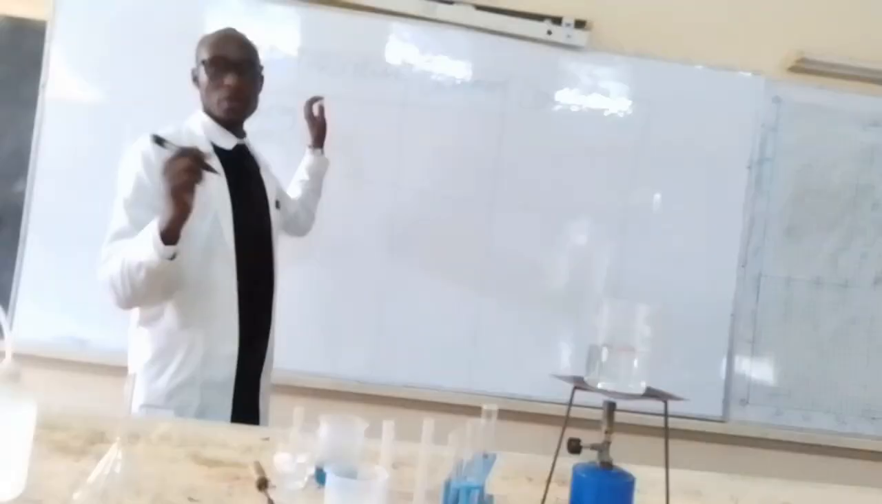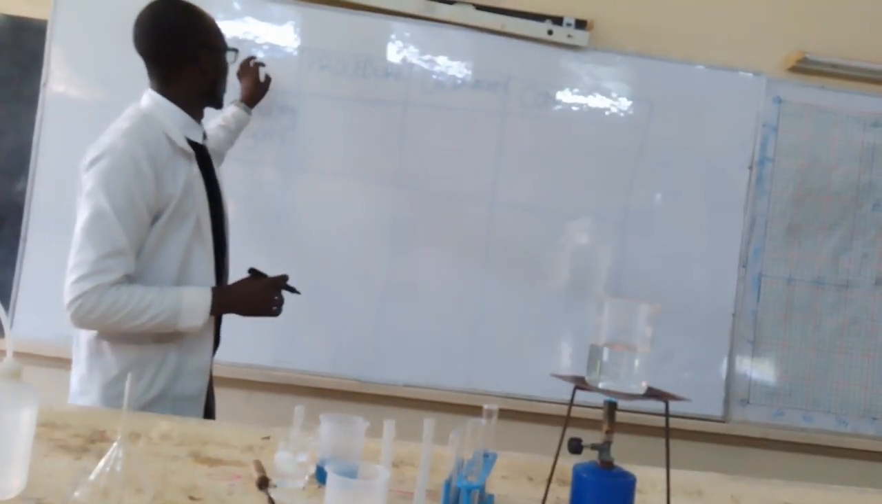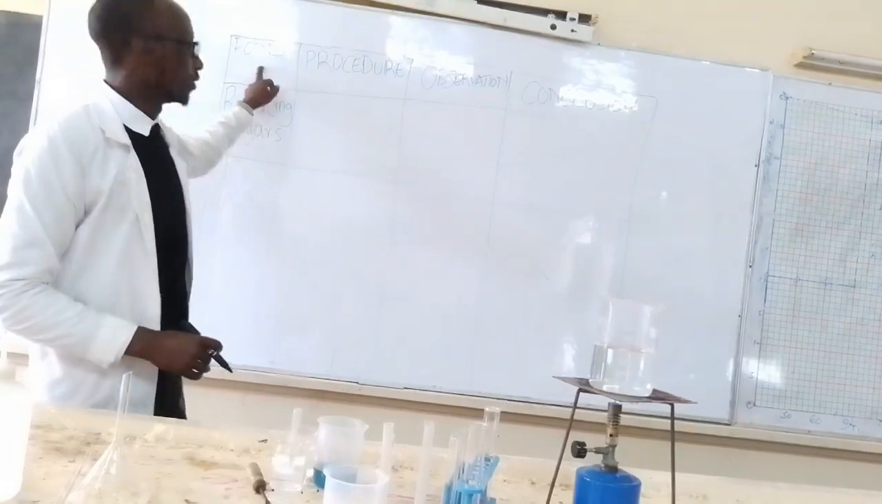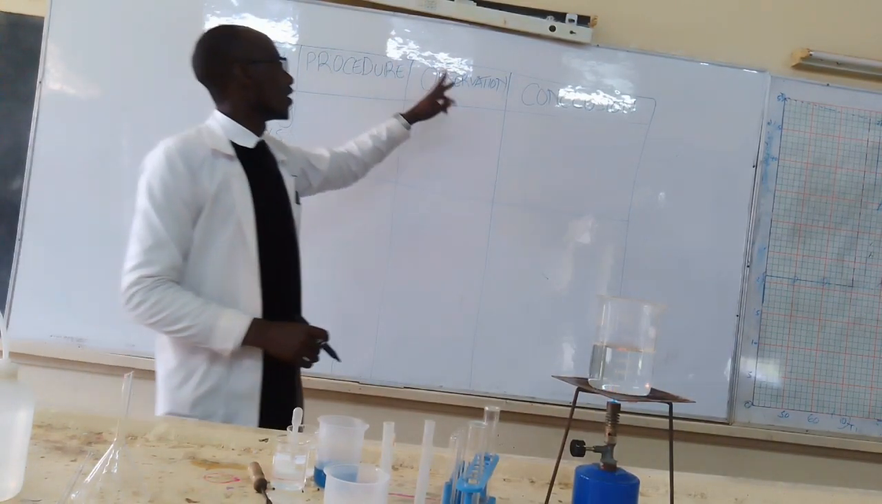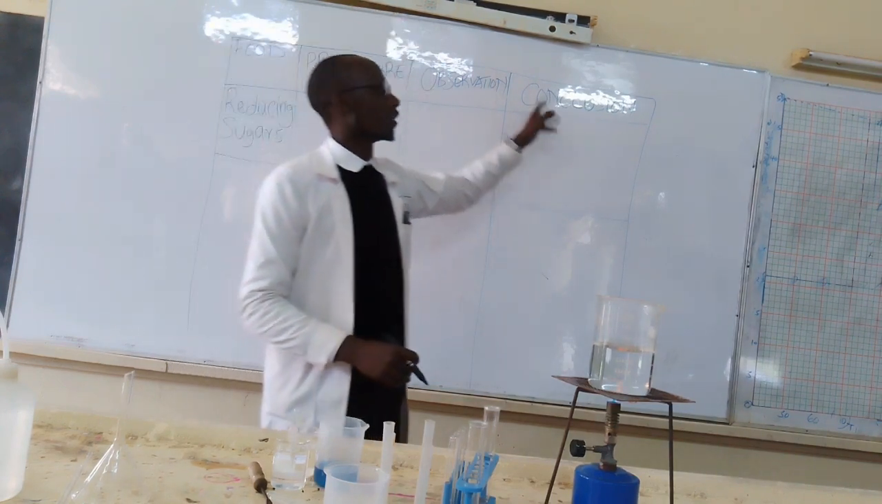reducing and non-reducing sugars. And here we have a table. We have the food that we are going to test, which we are going to indicate here, and then the procedure, then we have observation, and finally we have conclusion.